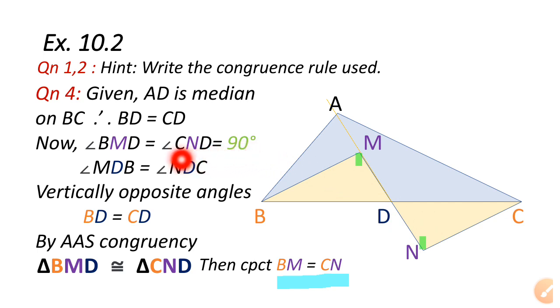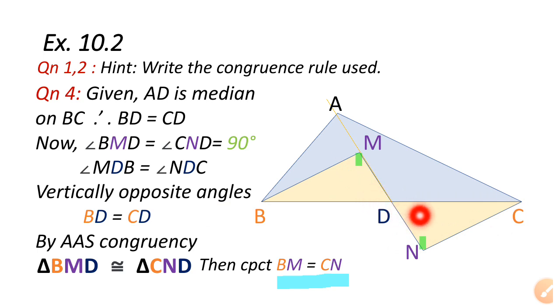Okay? So this angle BMD is equal to angle CND is equal to 90 degrees. Both are perpendicular. Now one more angle, see, angle MDB. So we are focusing on the point D. And here also NDC. So MDB and NDC are vertically opposite angles, and those are equal.